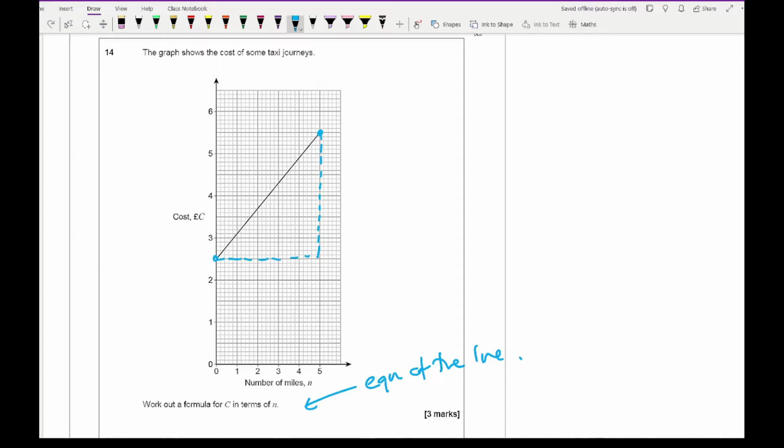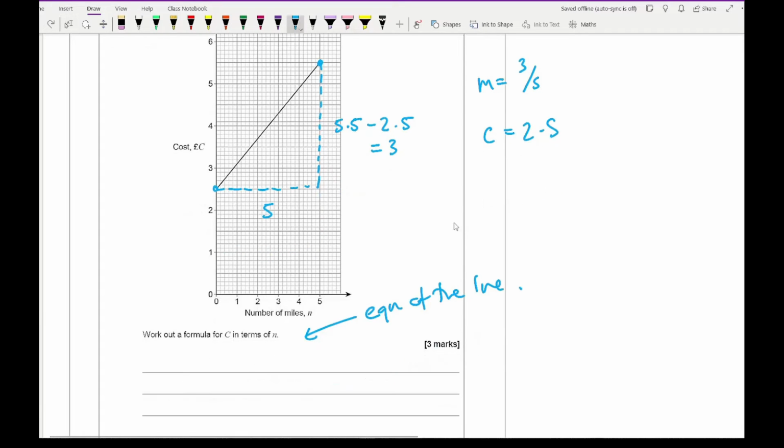So for this, the length is going to be 5.5 minus 2.5, which gives me 3. And looking at it going across, it's going to be 5. So here, my m, or the gradient, is going to be 3 over 5. Now in terms of the c, where it crosses the y-intercept, that's going to be at 2.5. And there I've got my two components to then work out what y equals mx plus c is going to be, because it's a straight line.